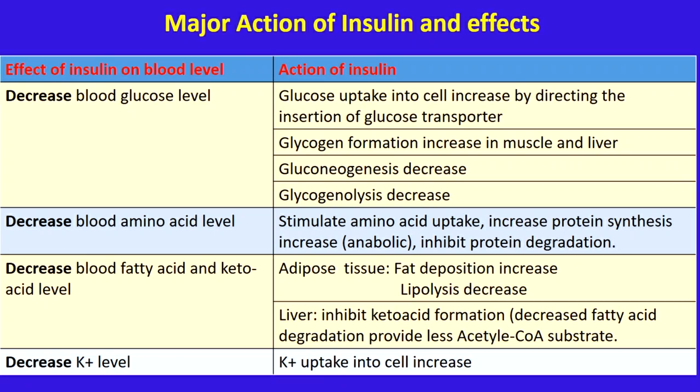So those are the major actions of insulin and its final effect. Those are very important. After you understand the action of insulin and its effect on blood glucose level, it's going to be easier for you to understand the pathophysiology of diabetic ketoacidosis and other diabetes-related complications.